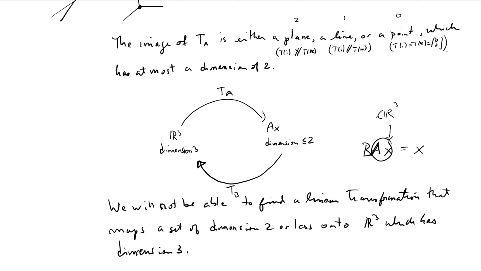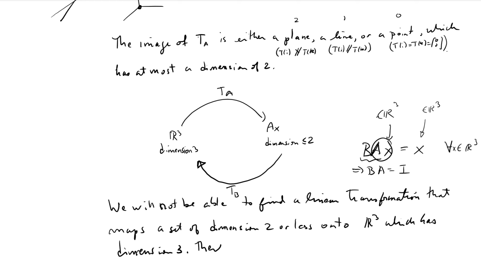If I do AX, that's now going to be on a plane, a line, or a point. If I do B of all those vectors AX, I'm not going to be able to get back all vectors that are part of R3. So that's the idea here. So to have this true for all X in R3, BA would have to be the identity matrix, the thing that does not change X. But that's not possible.